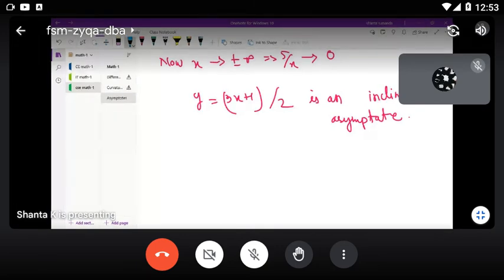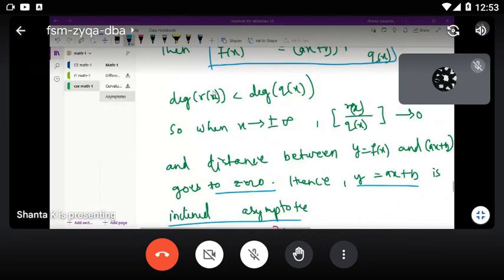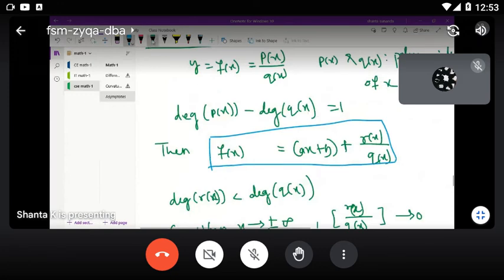And there is one thing in the previous discussion that is important: the degree of the numerator is greater than the degree of the denominator only by 1. It's not more than 1. If it is 2 or more units higher than the degree of the denominator, then there are no horizontal or inclined asymptotes. This one is important, that it must be equal to 1.